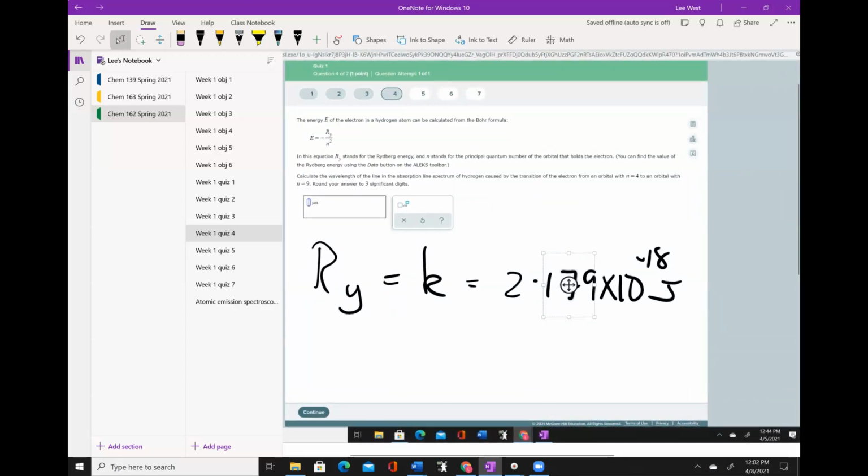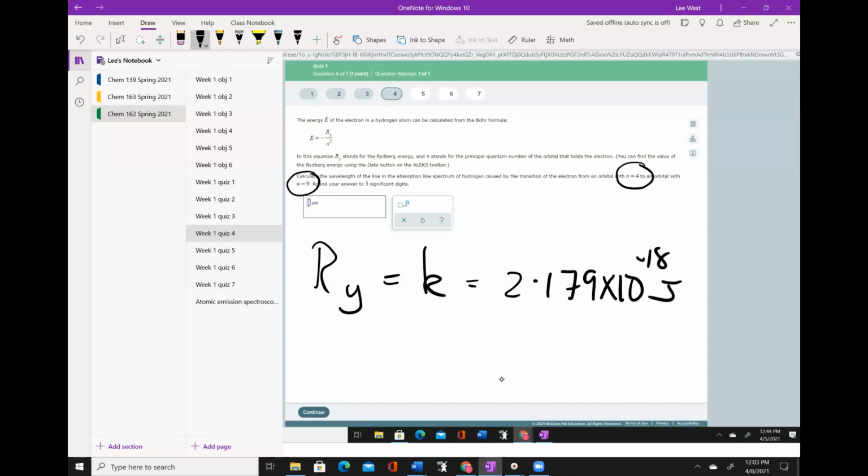It says in this equation, Ry stands for the Rydberg energy, n stands for the principal quantum number of the orbital that holds the electron. Yep. You can get the value for the Rydberg energy using the data button. Yep. Calculate the wavelength of the line in the absorbance line spectrum caused by a transition from n equals 4 up to n equals 9.